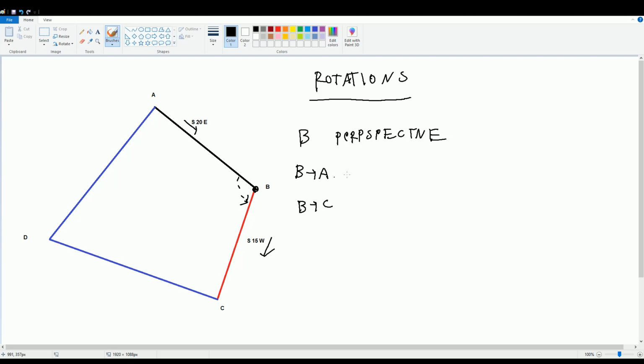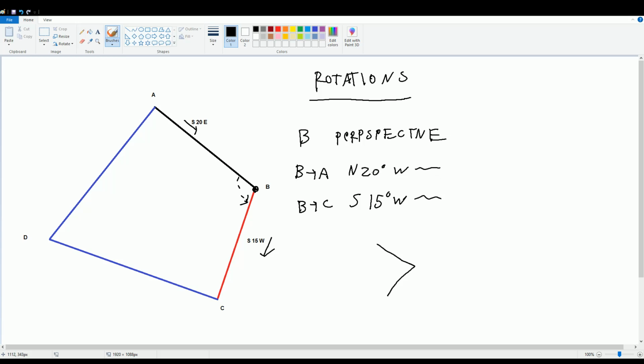Well, from B to A, we know we're going to go north 20 degrees west, and from B to C, it's actually given to us. We're going southwest 15 degrees. So what we can do is translate both of these into an azimuth. Doing rotations in azimuths is the easiest way to do things, for me at least. You may find it a little bit different.